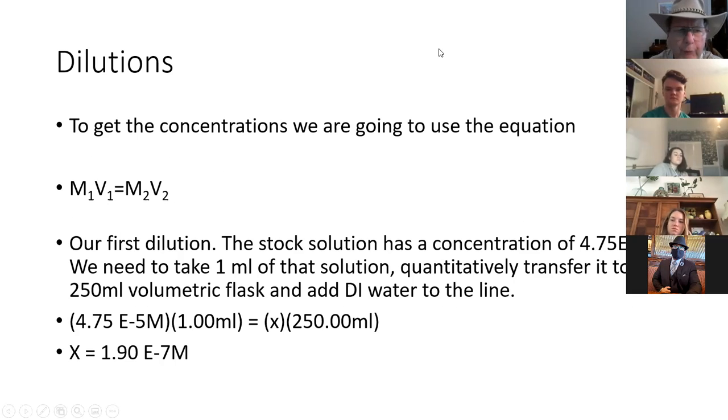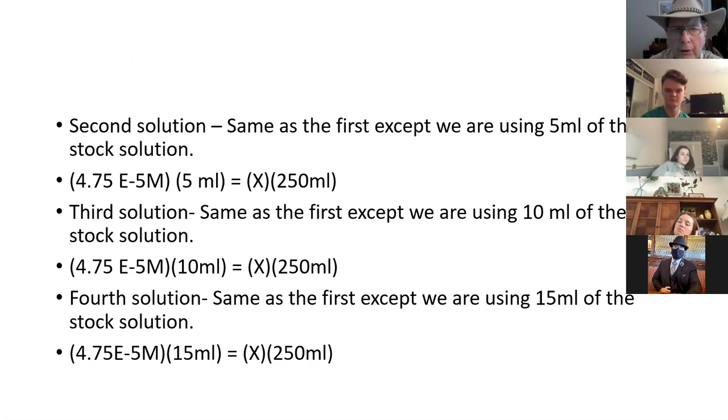So we're going to do an M1 concentration of our stock solution times the amount we put into the volumetric flask, X, divided by 250. Do that math out. We've got a concentration of 1.7 times 10 to the minus 7th. Do 5, do 10, and do, I think it's either 15 or 20. I'm not entirely certain at this point. Whatever the final volume is, do that. And you will get the 4 concentrations. Any questions about that one?